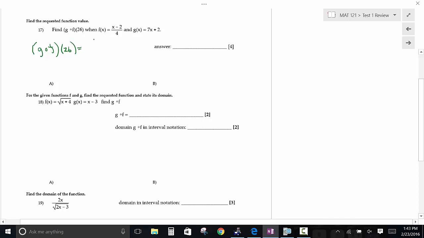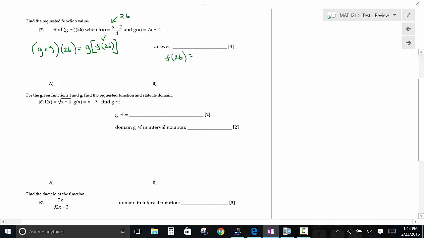Now, the way that I taught you guys how to do this is I think it's good to learn to write the first step like this. And then you have to go do this in a certain order. So we're going to find G of F of 26. You want to start by doing F of 26. Well, how do you find F of 26 on this problem? You go to the function F and you plug in a 26.